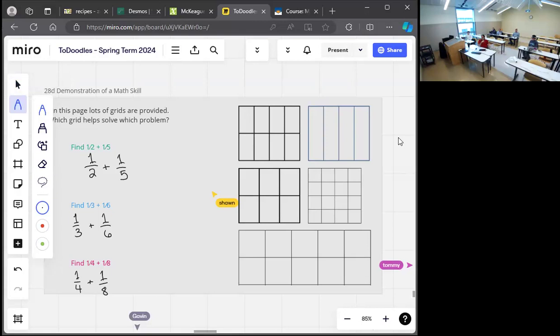Okay, which grids go with which problems? Let's start with the top. Somebody grab a grid that's the right one for a half and a fifth.